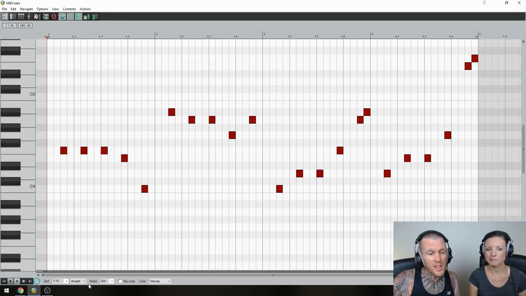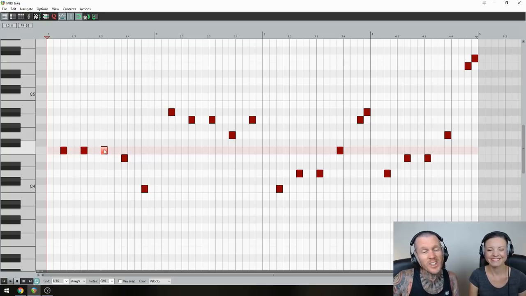So start by setting your grid to 16th notes, then to get that happier rhythm, play every third 16th note in each bar, like this. So 1, 2, 3, 1, 2, 3, 1, 2, 3, and so on.